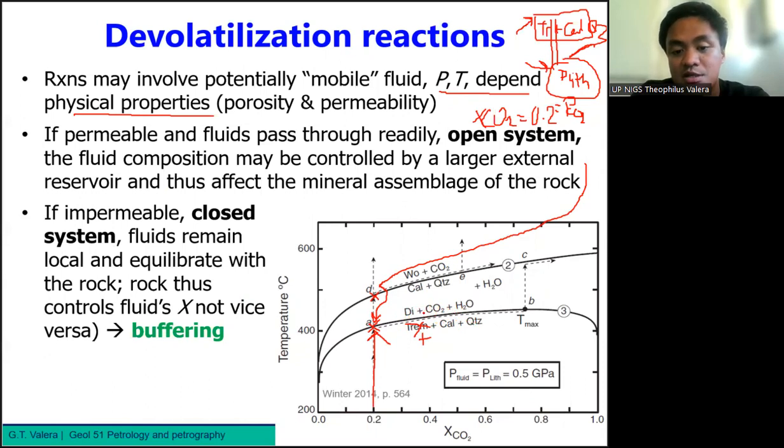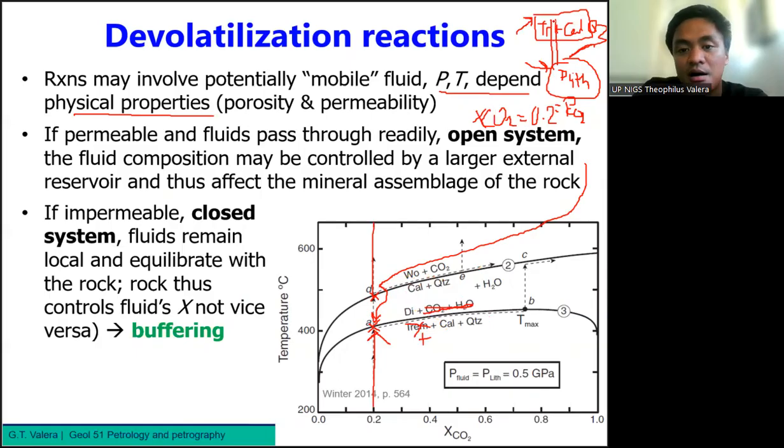But again, carbon dioxide and water is not counted kasi externally buffered nga siya. So yung composition niya remains at this point until it reaches this curve, in which point it's another invariant point. It becomes another invariant point. So ang mangyayari is magre-react lang yung calcite and quartz to form wollastonite and carbon dioxide. Still, yung fluid composition is maintained at 0.2. So that is for open system.